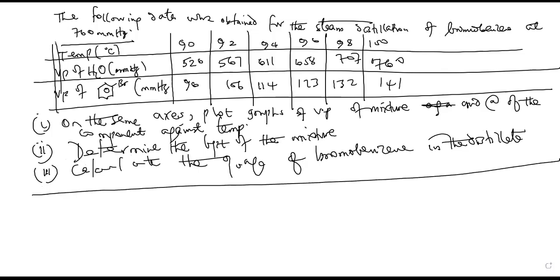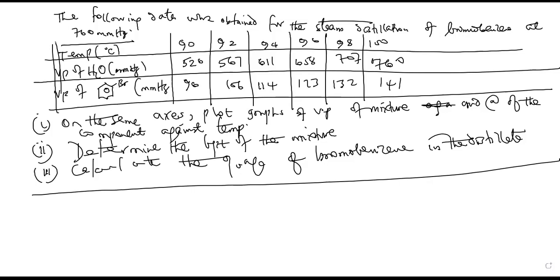So now, looking at this question, they are saying that on the same axis, plot a graph of vapor pressure of the mixture. So what you have to first do is to get the vapor pressure of the mixture. And how do you get the vapor pressure of the mixture? You have to add the vapor pressures of each component, because to get the vapor pressure of the mixture, you have to add the two.